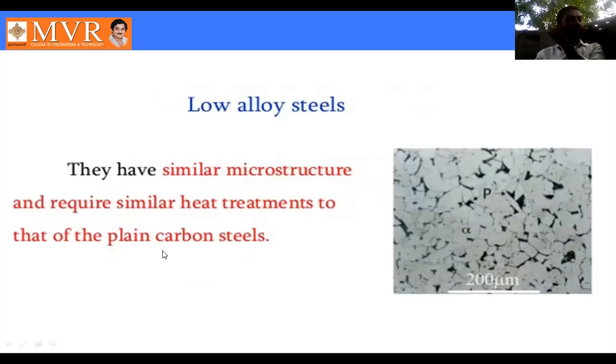Low alloy steels have a similar microstructure and require similar heat treatment to that of plain carbon steel. This is the microstructure of low alloy steel. See here the microstructure of low alloy steel.